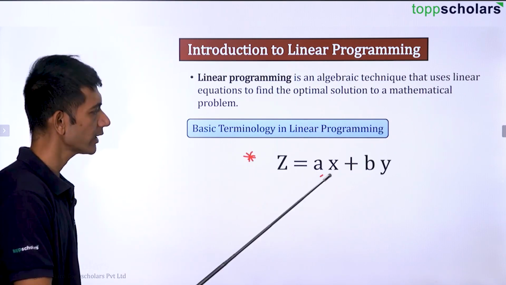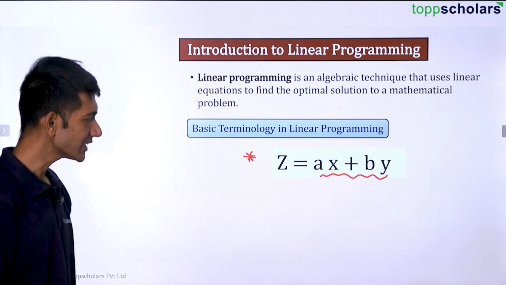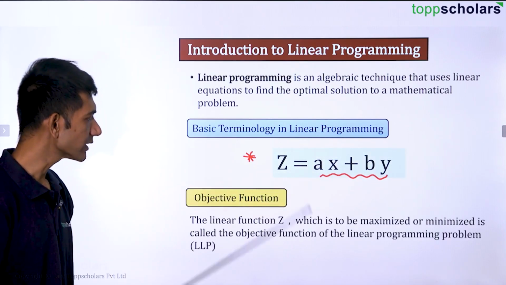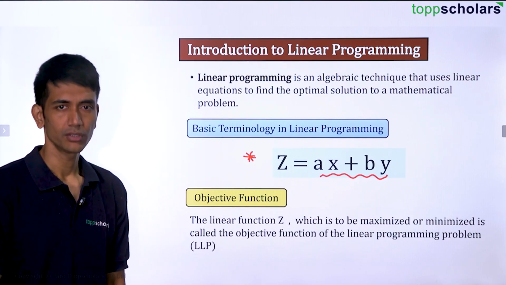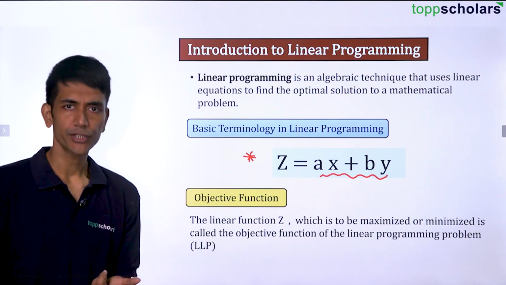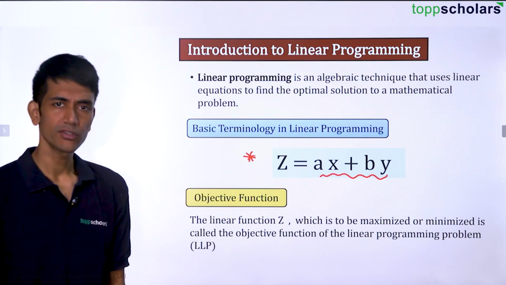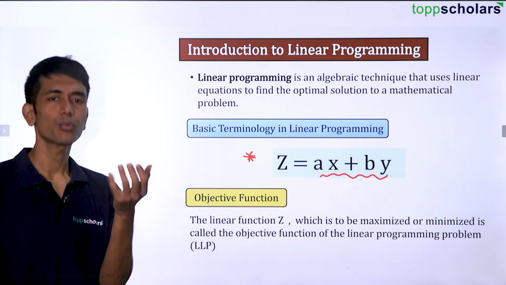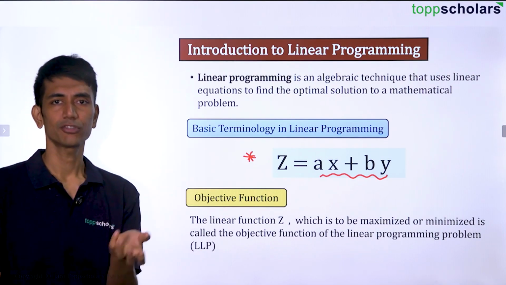Now suppose you have ax plus by. Let's try to understand what this z equal to ax plus by is. Here firstly we will define an objective function. So what is the meaning of an objective function? In life also we define some objective, some goal. For example, if you do a business, you have a goal, that this is the profit that you want. You want to minimize the cost. You want to maximize the profit.